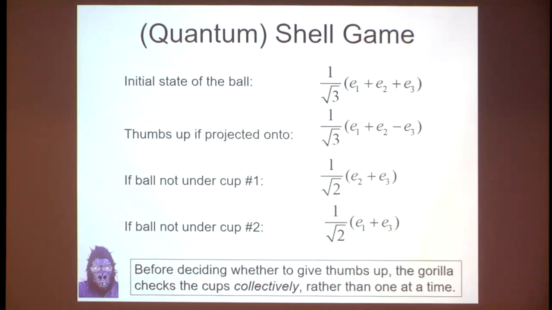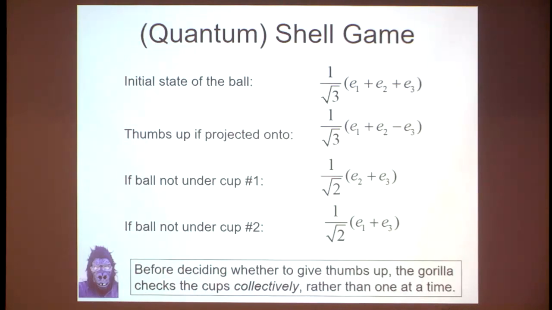So what happens is if you were to look under cup number 1 and the ball is not there, then you know for sure that the ball is not there, so it has to be under one of the other two cups, and now it's going to be a uniform superposition, as we say, of the other two possibilities, cup 2 or cup 3. And likewise, if you look under cup number 2 and the ball is not there, now it's going to become equally likely that it's cup 1 or cup 3, and so it becomes this vector which is a combination of those two basis vectors.